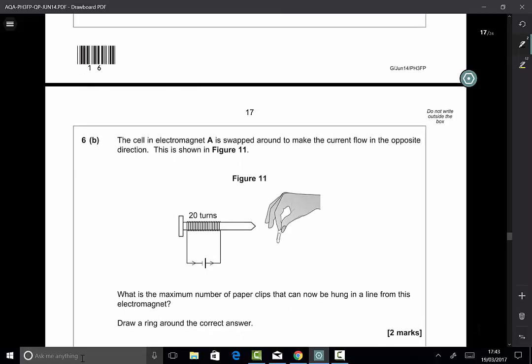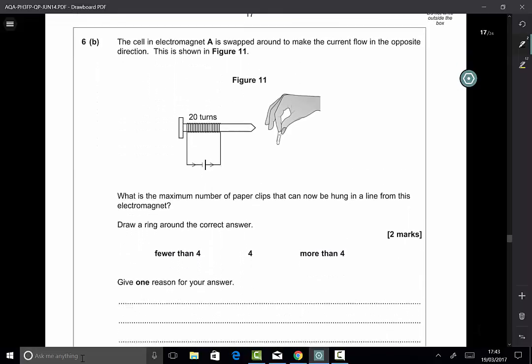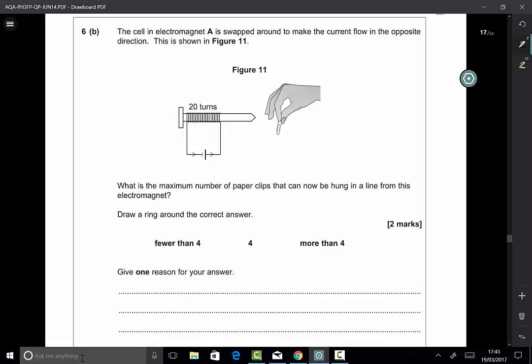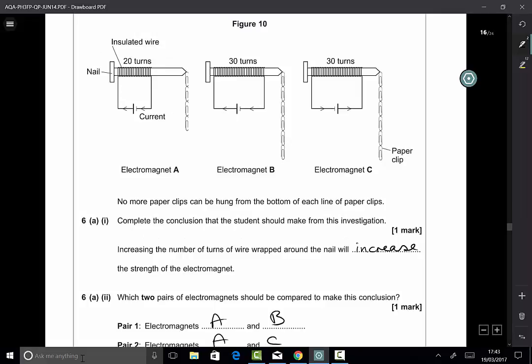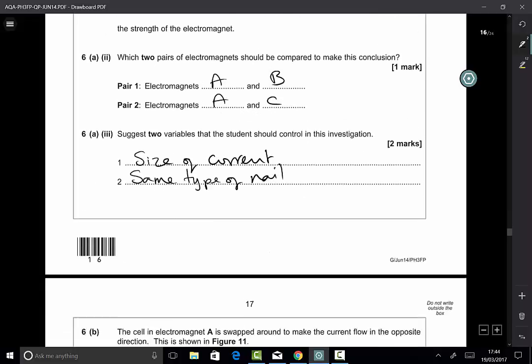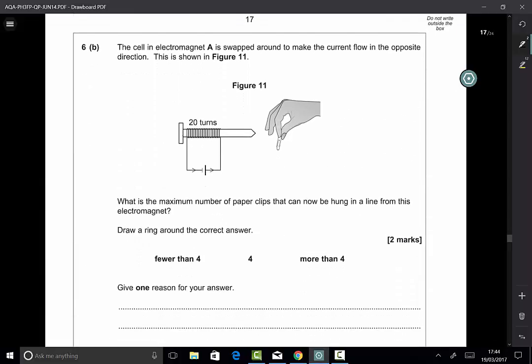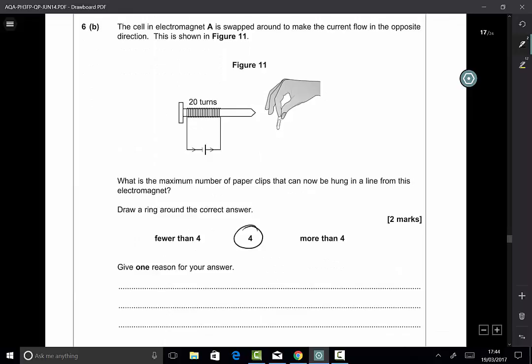Okay, the cell is swapped around to make the current flow in the opposite direction. What is the maximum number of paper clips that can now be hung from a line? So, if we look at this, in B and C, they've switched the current around but got the same number, of course, and they've got 6 on that one, 6 on that one, it stayed the same. So if we've done that with A, we started with 4, it should still be 4.